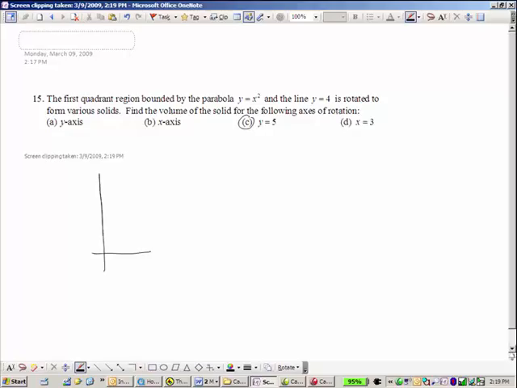It says the region bounded by the parabola y equals x squared and the line y equals 4. Where do they intersect? 4, 0? Try again. Say again? 2, comma 4. Oh, you're thinking x was 4. All right, so this is the region I'm talking about, and I want to spin it around the line y equals 5. Well, that's this line right up here.